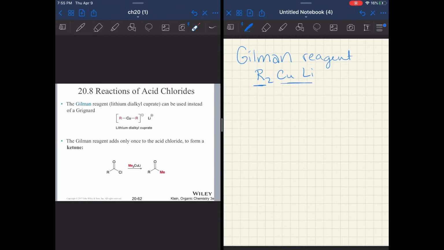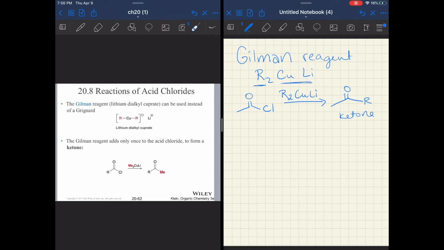Organo and metals. You do not need to know the mechanism of this reaction, but this is one way that you can take an acid halide to a ketone. Right? We haven't seen a way to stop at a ketone yet. And so you can take whatever R group it is that you're looking for, R2CuLi, and that is going to replace the Cl, right, the chlorine, with that R group from the organolithium.